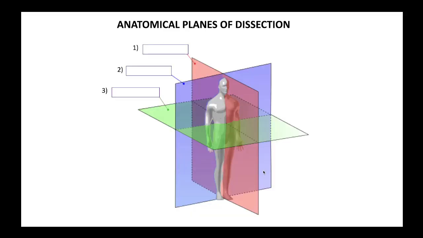So this is just a way for you to test yourself. You might see this on an exam, where you're asked to identify what types of planes of dissection you're seeing. So the first one, remember, Sagittarius, bow and arrow facing forward. The next one is going to be cutting through laterally, so that's going to be the coronal plane. And then you have the transverse plane that cuts directly across here.